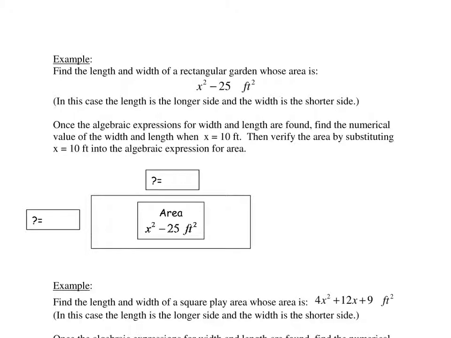So we're going to try something similar on this question here. Find the length and width of a rectangular garden whose area is x squared minus 25 feet. So you can see the area marked out right in here. All right, so if area is length times width, we're going to factor the area to get the length and width. So we're going to factor x squared minus 25.